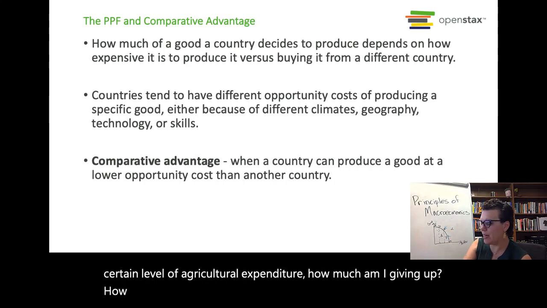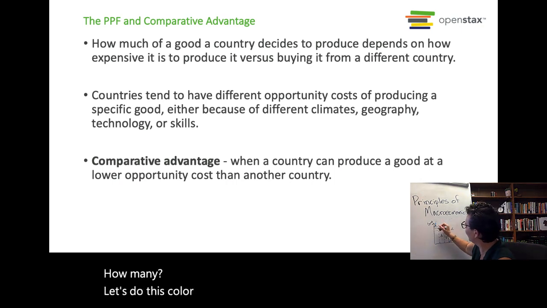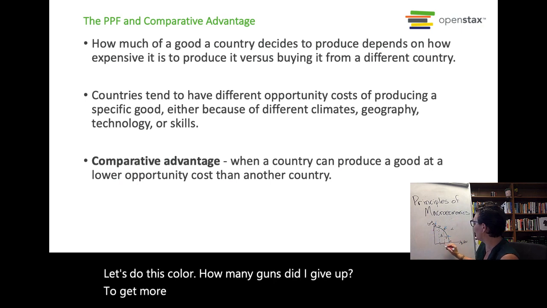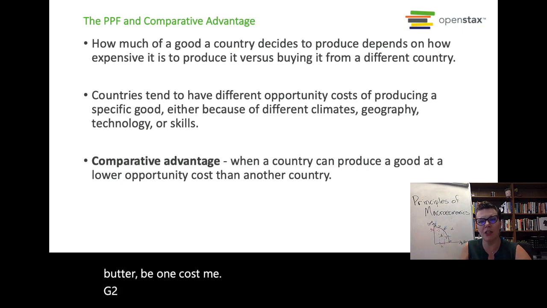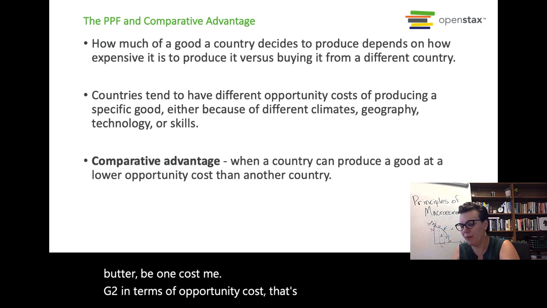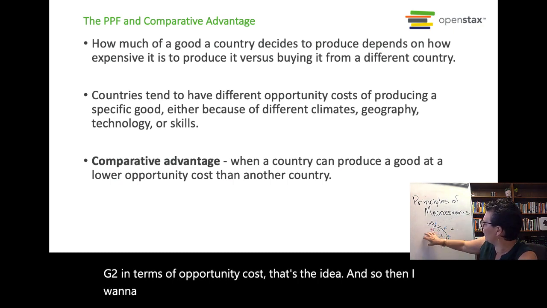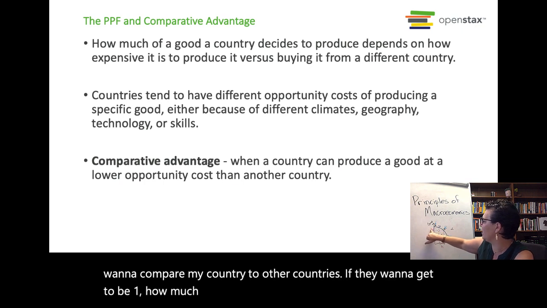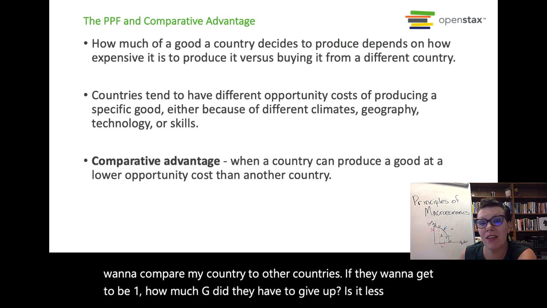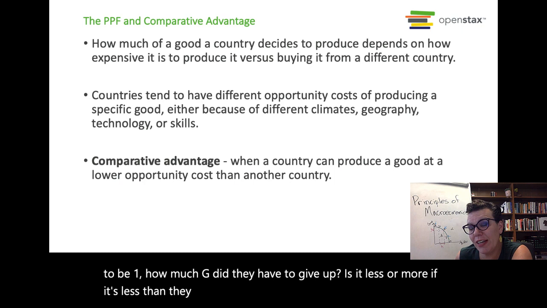How many guns did I give up to get more butter? That's the opportunity cost. This quantity of butter, B1, cost me G2 in terms of opportunity cost. That's the idea. And so then I want to compare my country to other countries. If they want to get to B1, how much G do they have to give up? Is it less or more? If it's less, then they have the comparative advantage.